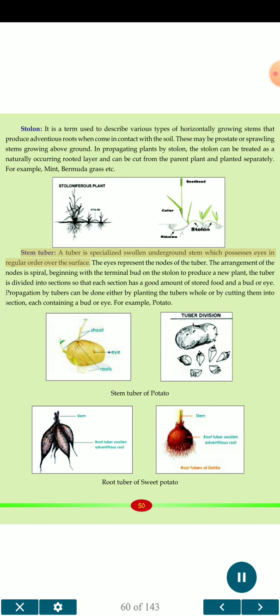Stem tuber. A tuber is a specialized swollen underground stem which possesses eyes in regular order over the surface. The eyes represent the nodes of the tuber. The arrangement of the nodes is spiral, beginning with the terminal bud on the stolon to produce a new plant. The tuber is divided into sections so that each section has a good amount of stored food and a bud or eye. Propagation by tubers can be done either by planting the tubers whole or by cutting them into sections, each containing a bud or eye. For example, potato. Stem tuber of potato. Root tuber of sweet potato.